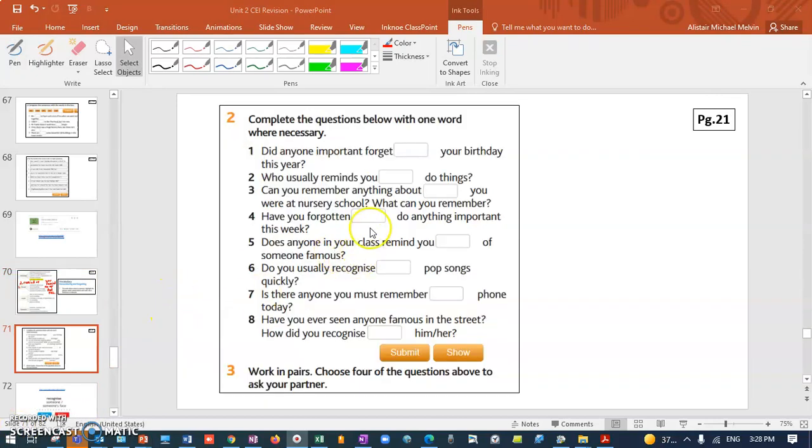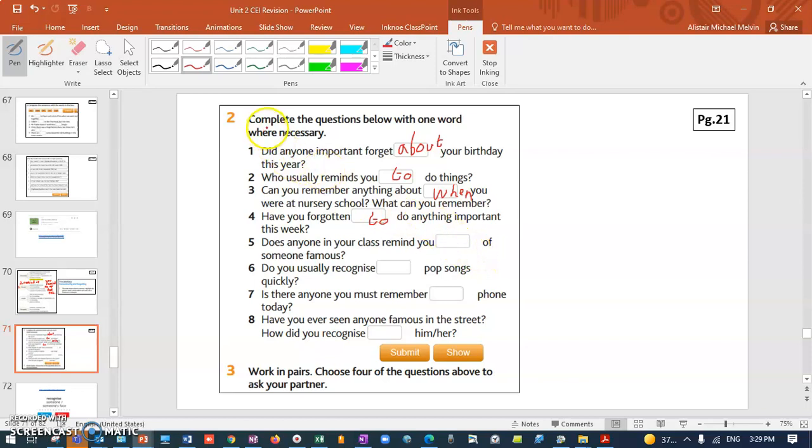Let's do this task from the ebook. Okay. So, did anyone important forget about your birthday? Number 2. Who usually reminds you to do things? Number 3. Can you remember anything about when you were at nursery school? Number 4. Have you forgotten to do anything important? Number 5. Does anyone in your class remind you or remind you?